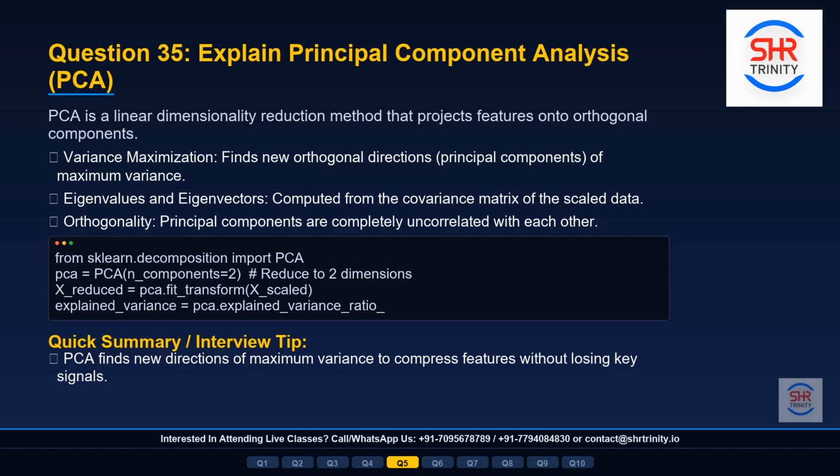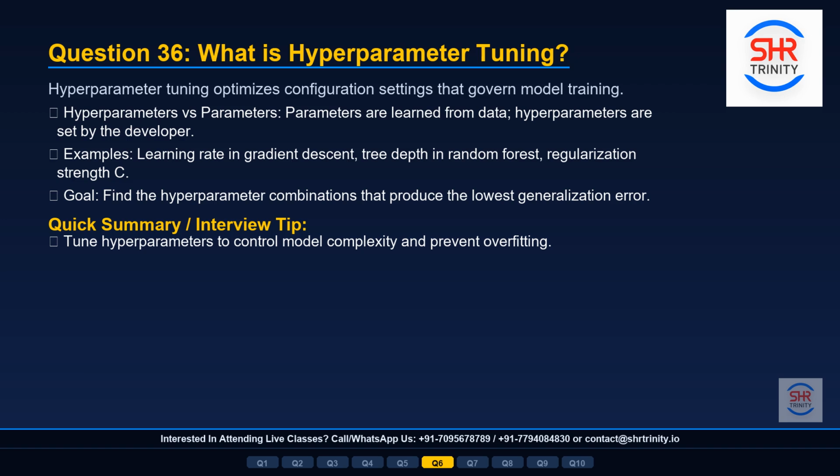Question 36. What is hyperparameter tuning? In machine learning, it is crucial to distinguish between model parameters and hyperparameters. Model parameters are internal configurations that the algorithm learns automatically from the training data, such as weights in linear regression or split thresholds in decision trees. In contrast, hyperparameters are external configurations set by the developer before training begins. They control the behavior of the training algorithm and directly dictate model complexity.